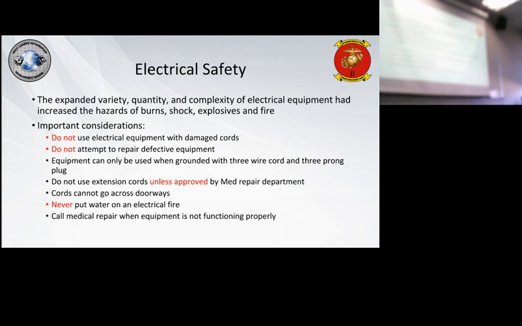Electrical safety considerations: don't use electrical equipment with damaged cords. Do not attempt to repair defective equipment. It can only be used when grounded with a 3-wire cord and a 3-prong plug. Do not use extension cords unless approved. Never put water on it. It's pretty common stuff.